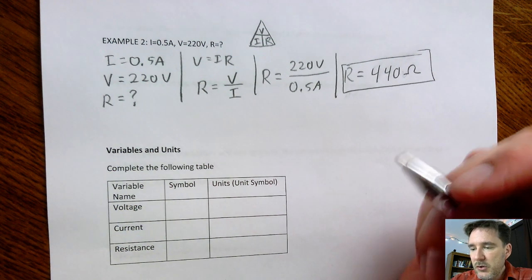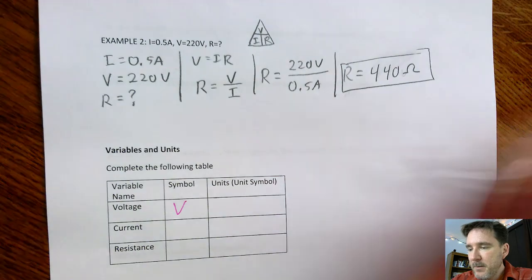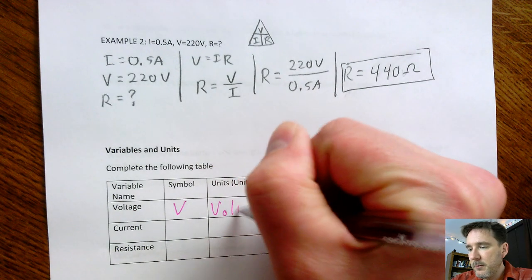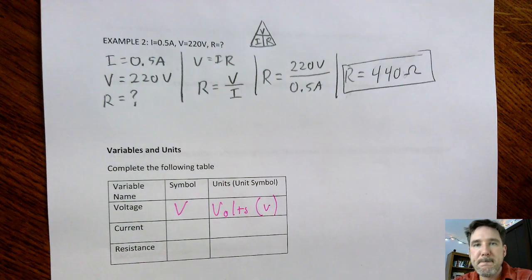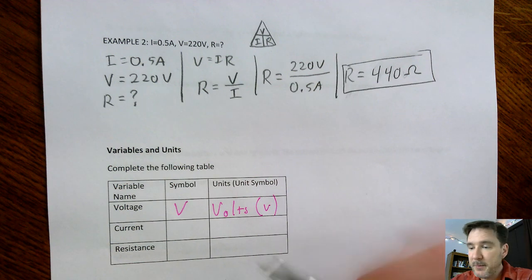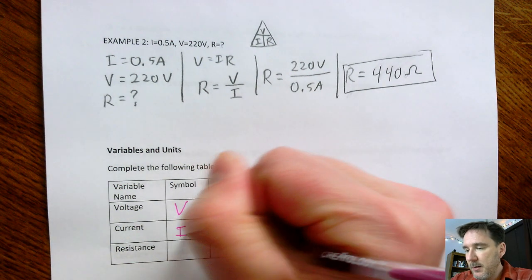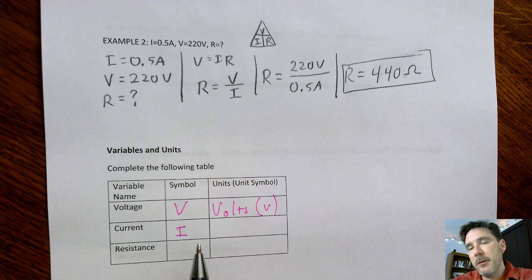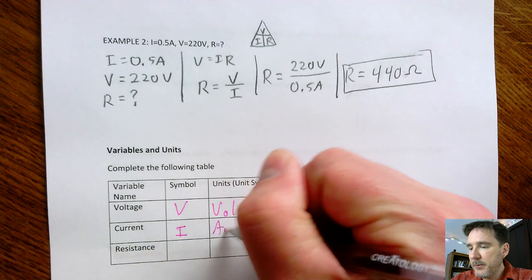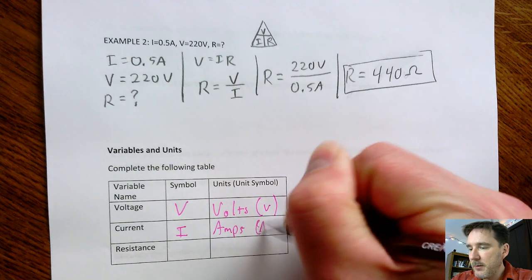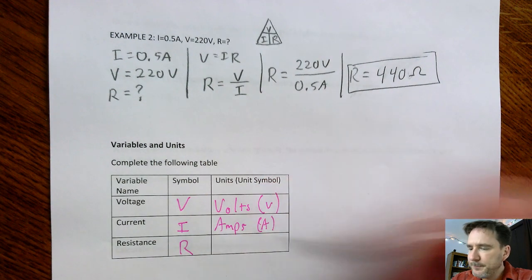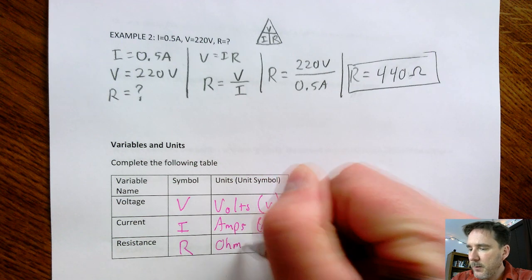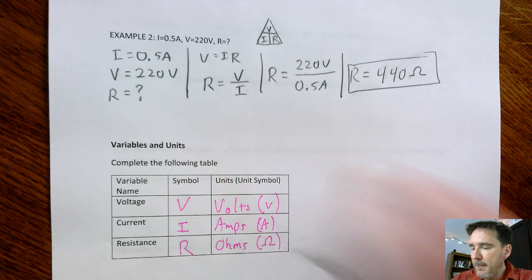We got our voltage, and the symbol for voltage is V. The unit is volts, and the unit symbol is that V again. All right, we've kind of already been through this. So current, the symbol is I. This is, by the way, a nice little chart to put on your note card tomorrow. The unit is amps, amperes, capital A. Resistance is R, capital R for the symbol. The unit is ohms.